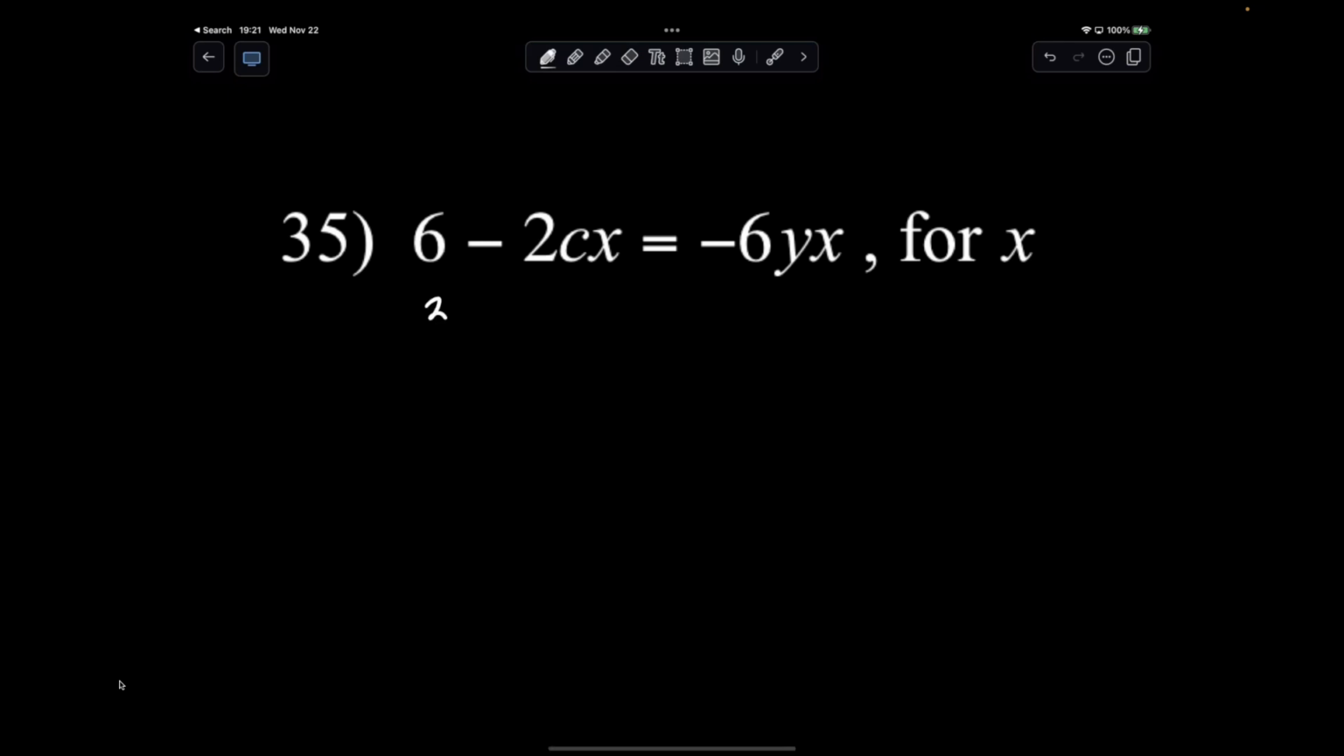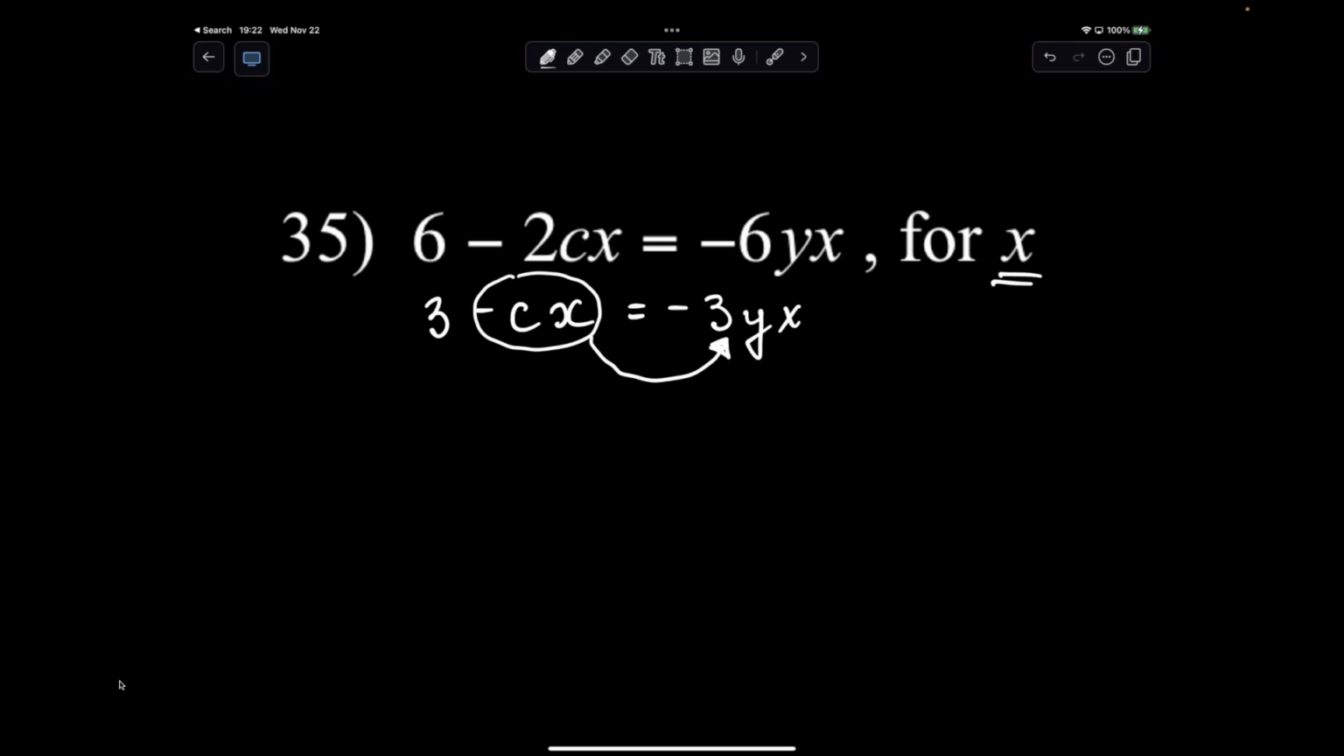So it's going to be 3 minus cx equals negative 3yx. So I'm after x. Even if I don't know what c is or y is, I still can factor them together. I'm going to have negative cx thrown over here with a plus. Cross the line, change the sign. 3 will be equal to cx minus 3yx.